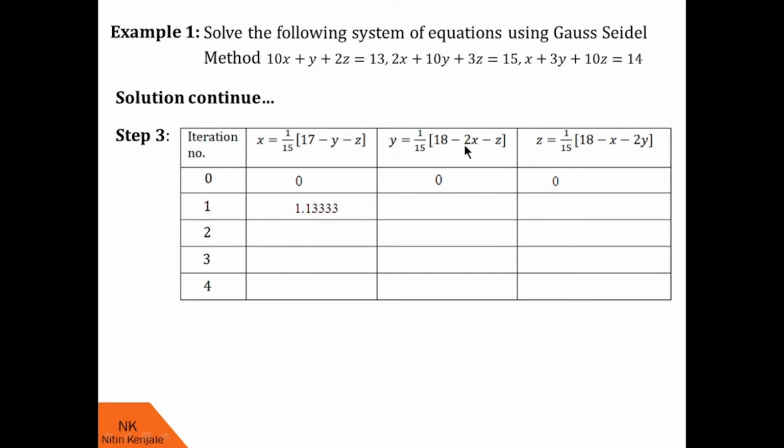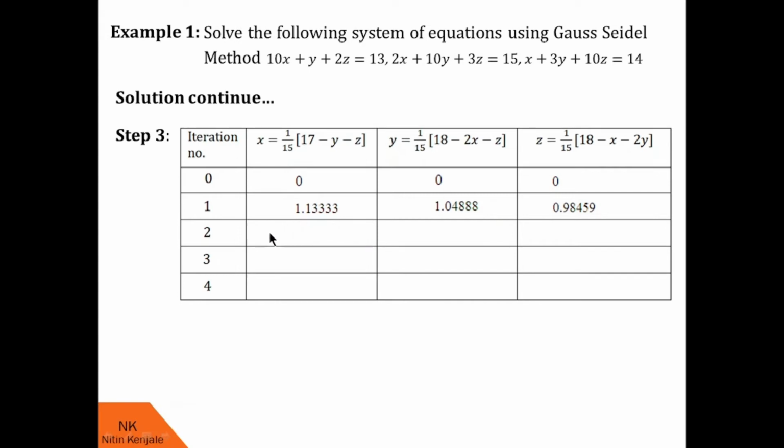We substitute it over here, and for z we substitute 0. So we get y1 as 1.04888. This is updated value of y. For x we substitute this value, and for y we substitute this value in this equation to get z1. So we get z1 as 0.98459.